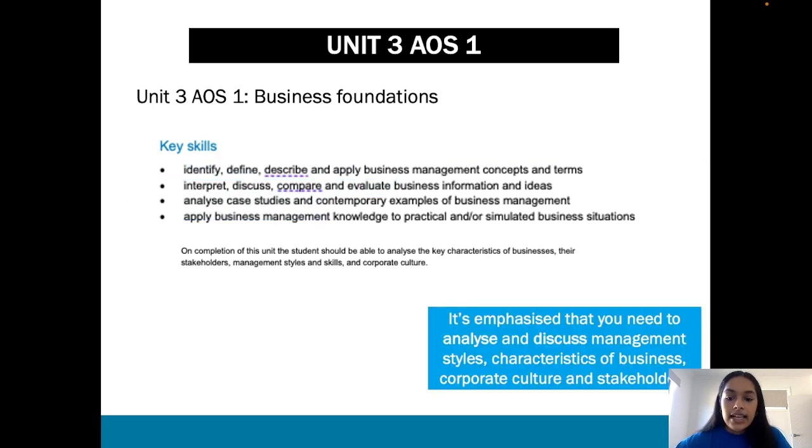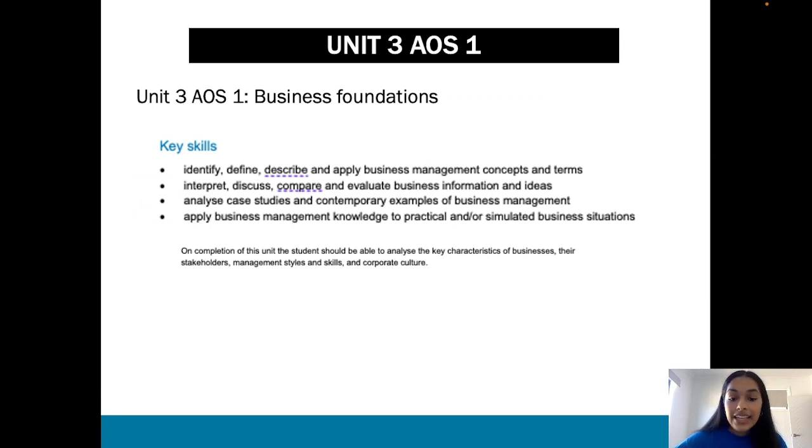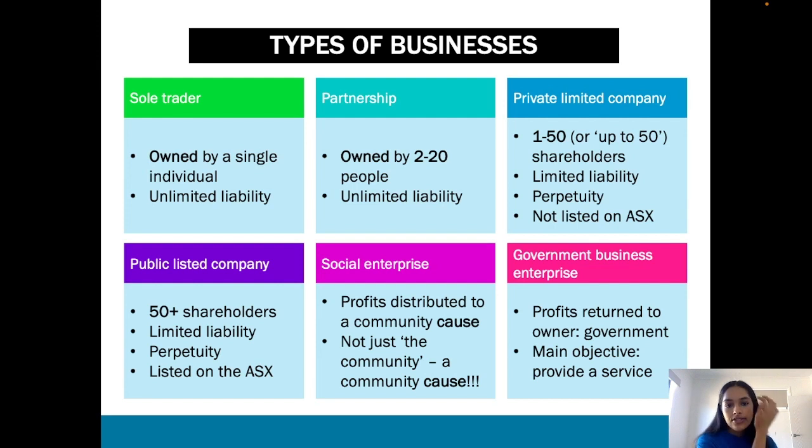It's emphasized that you need to analyze and discuss management styles, characteristics of business, corporate culture, and stakeholders. And that's everything we're going to go through in the first area of study. All right, so the first dot point is all around the types of businesses. And there are 6 key types of businesses.